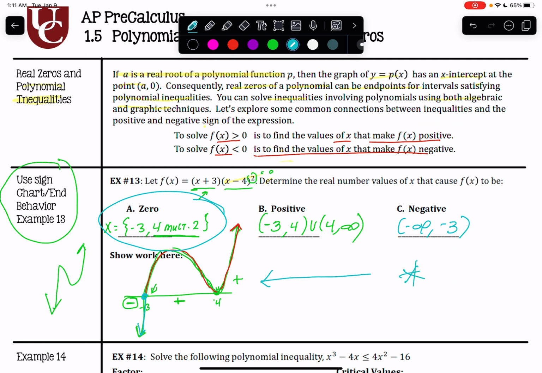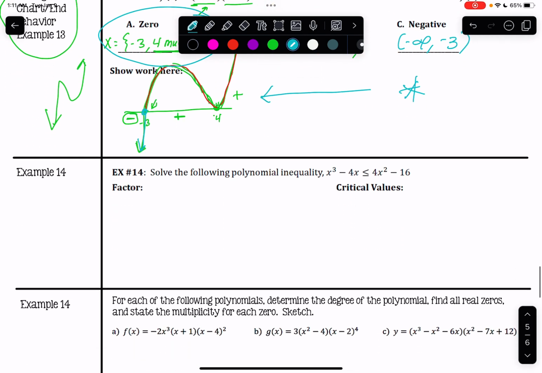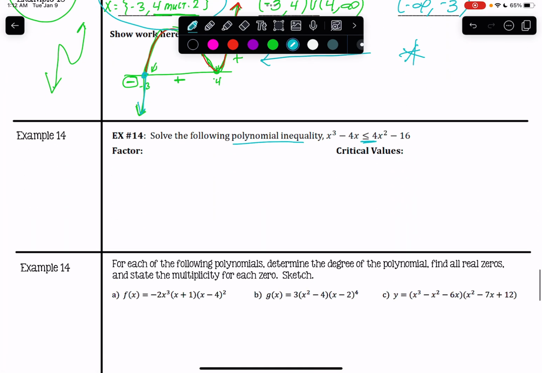Very, very important to be able to do that. So let's look at example 14. It says solve the polynomial inequality. You have x cubed is less than or equal to 4x squared minus 16. You have to have 0 on the right-hand side in order to factor it accurately.